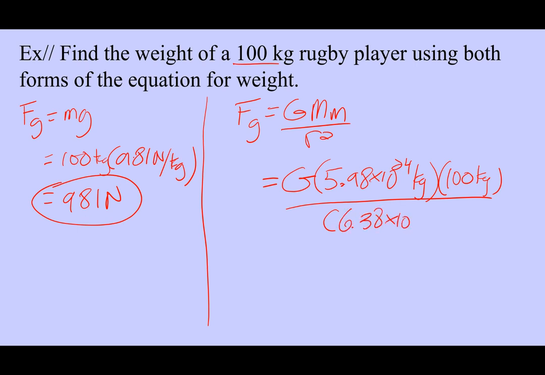6.38 times 10 to the 6 meters squared. Now this one, again, I don't have a calculator, but I can tell you that it should be the same. It should be about 981. As a matter of fact, I think it rounds to 980 newtons because I've done this example a bunch. All right, so again, pause, type it in, and this one I can tell you, you did it wrong if you didn't get about 980.